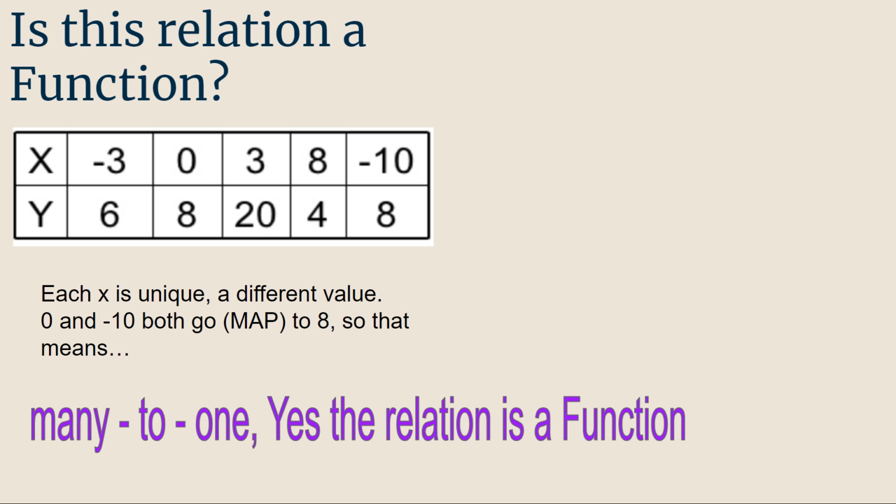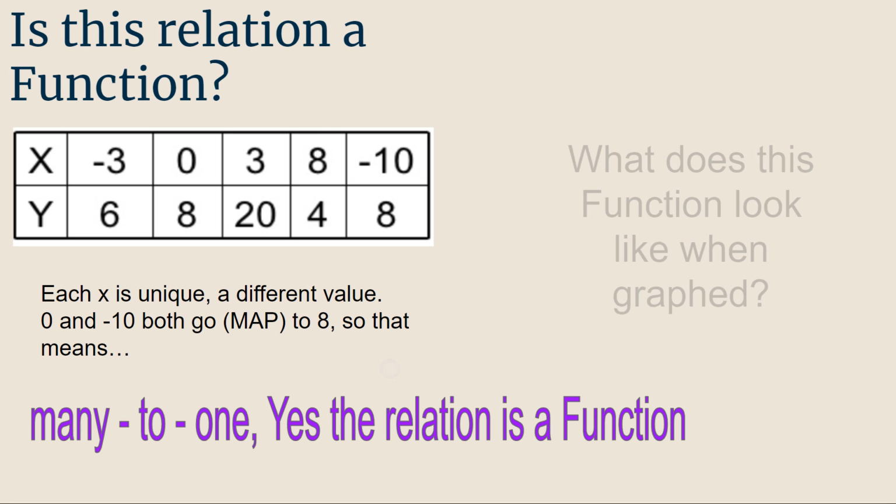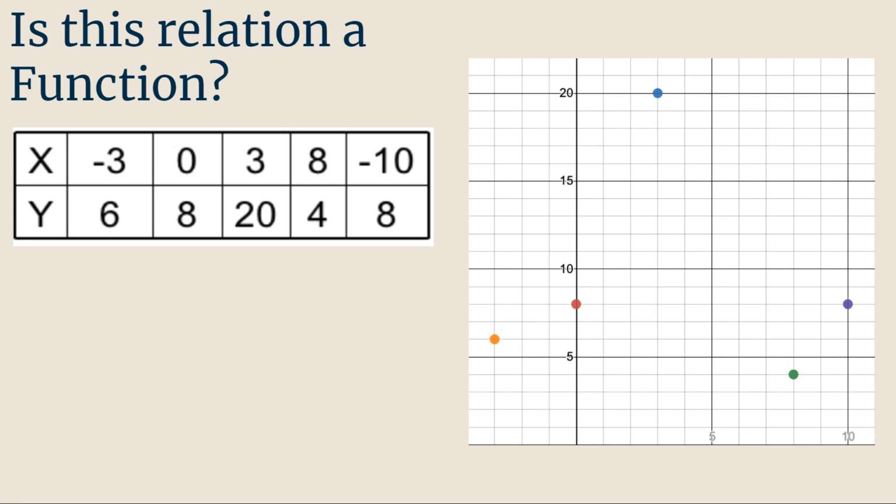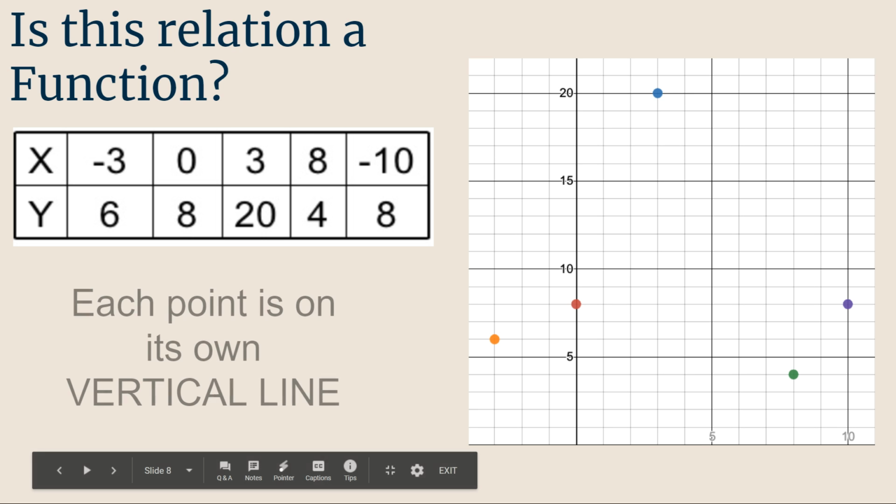If you actually take these values on the table, put them together, and graph those ordered pairs, it would look like this. And if you remember me talking about the vertical line test, if you try and draw a vertical line through any of these points, it's just going to hit a single point. So it's a function. Okay?